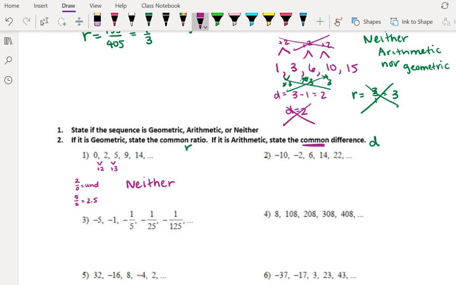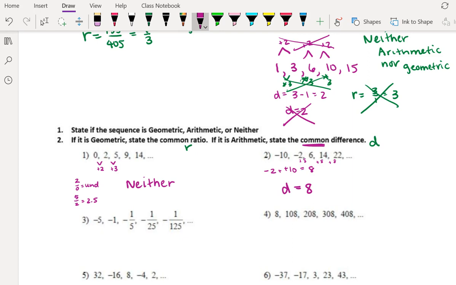Okay? If I look at number 2, notice how the numbers seem to be increasing. So if I go from negative 10 to negative 2, if I take negative 2 minus a negative 10, second term minus the first, I get a positive 8. Well, then if I check the other ones and if I add 8, does that work? Negative 2 plus 8 is 6. 6 plus 8 is 14. 14 plus 8 is 22. And it checks. Therefore, it worked with addition, so my common difference is 8.